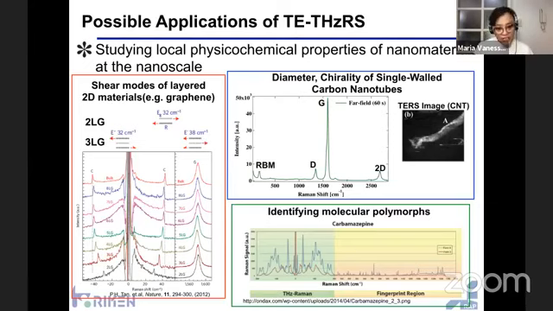So the advantages of using tip-enhanced terahertz Raman spectroscopy, and also the terahertz or low frequency Raman that you can detect, are: for 2D nanomaterials, which are layered, it is very useful to find out the number of layers of your sample, for example graphene or molybdenum disulfide. Another interesting aspect is that using these low frequency Raman modes for carbon nanotubes, you can determine the diameter and also the chirality based on what we call the radial breathing mode.